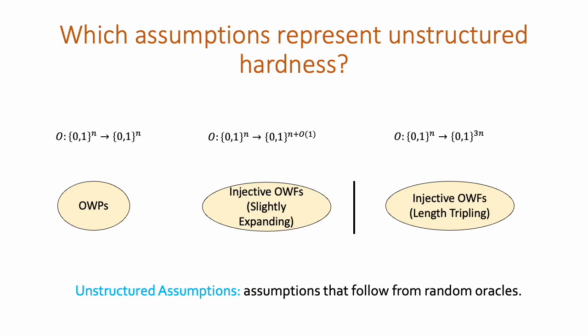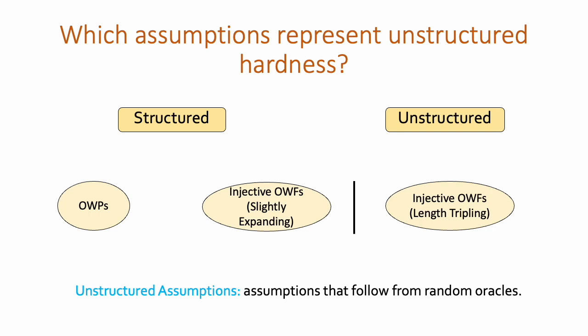On the other hand, if we have a random function O that is sufficiently expanding, so let's say n to 3n bits, such a function is going to be injective with extremely high probability, and this does not require any structure at all. This leads to a very natural divide between these objects, where we can now call an injective one-way function which is length tripling to be unstructured, and we can assume that the others are structured assumptions.